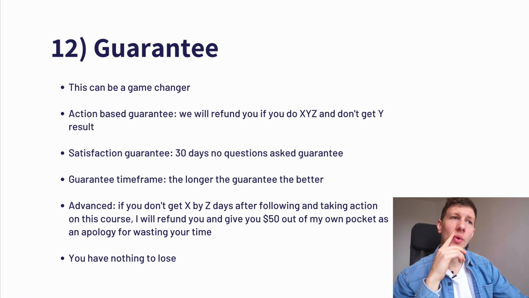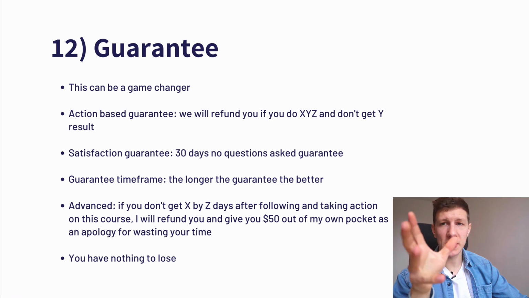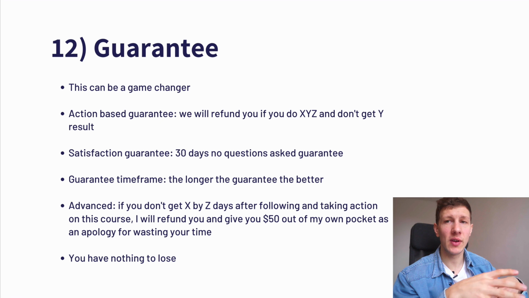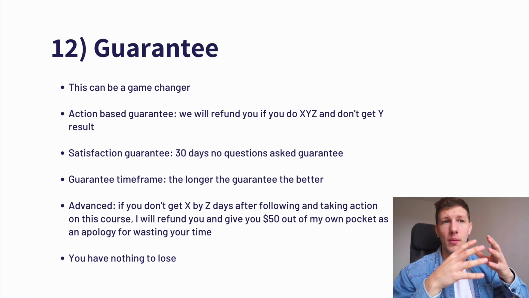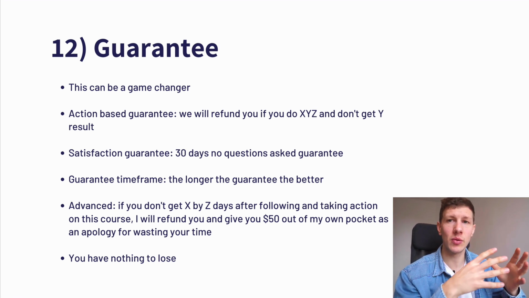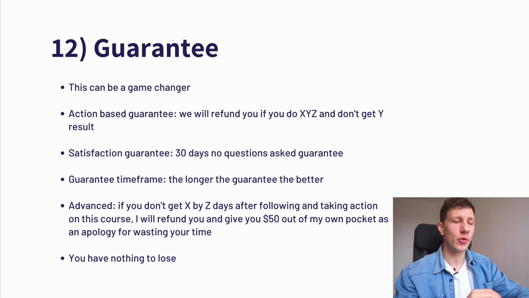You know, what if I pay for this course and then the course is not good, or I don't get the result? So there's a lot of guarantees that you can make. First, action-based guarantee: we will refund you if you do X, Y, Z and don't get Y result. So if you join my course about music and you actually follow the lessons and apply them in your music and you're not able to create a beat that you're satisfied and happy with, we will refund you, okay? That's an action-based guarantee. They need to take action in order to be eligible for the refund guarantee.